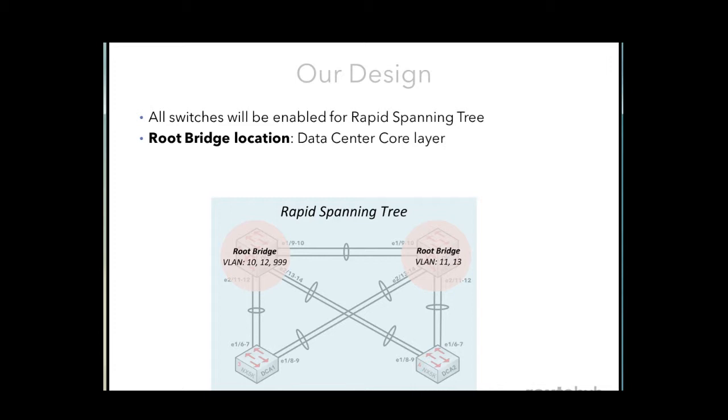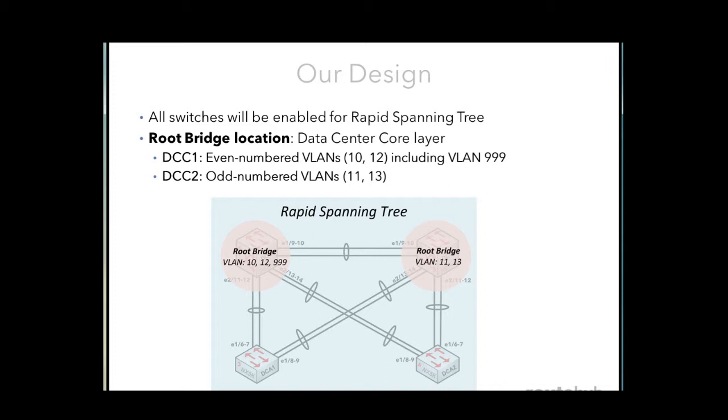In terms of the root bridge location, it will exist within our core layer, but it will be distributed based on the VLANs. So DC1 will be the root bridge for all even numbered production VLANs, including any other VLANs that are used. That will be VLANs 10, 12, and 999, our bit bucket native VLAN.